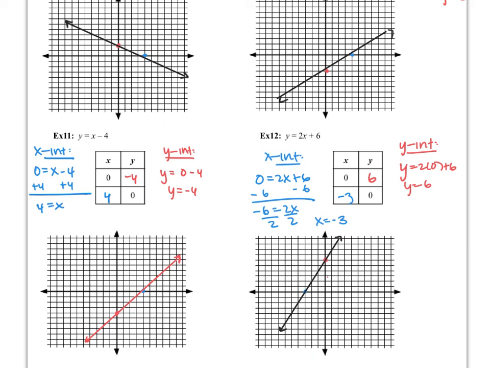One interesting thing to notice about both examples 11 and 12, since they're already in slope-intercept form, we would know that this number, -4, and this number, +6, are my y-intercepts right off the bat. And I can actually see that here. Also, I can see that both lines have an increasing slope. So just by using my knowledge of slope-intercept form, even though I'm not graphing using that method, I can kind of check my work as I go.